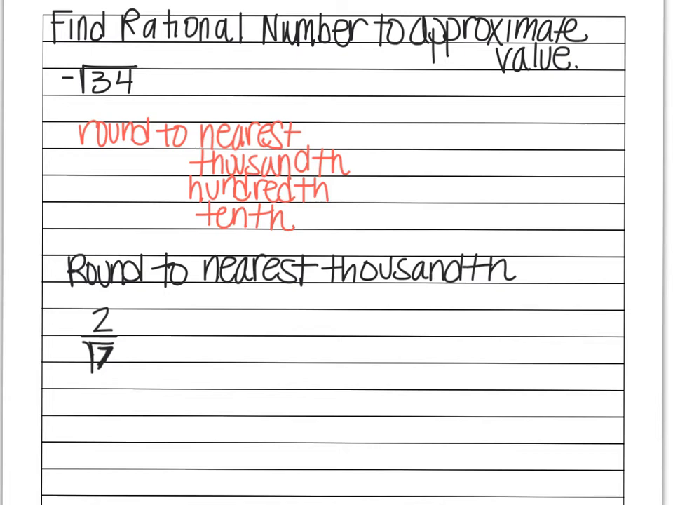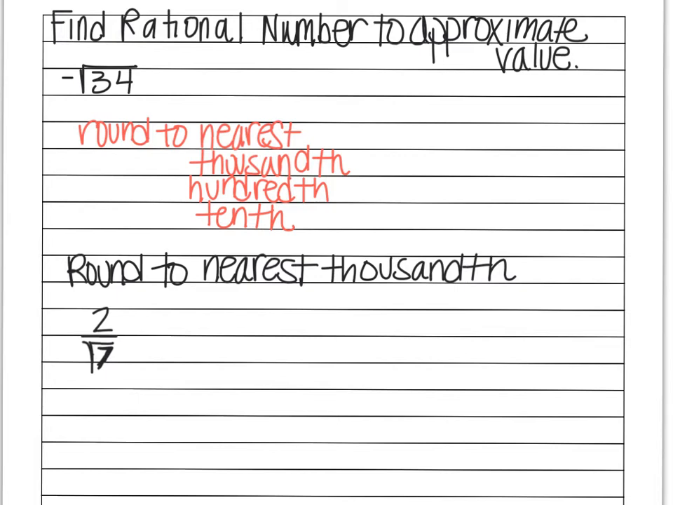Here we're going to get into our first example, find a rational number to approximate the value. And you're going to use your calculator for this. So what you're going to do is just look at the square root of 34. The negative sign we'll plug in at the end. So only plug the square root of 34 into your calculator.